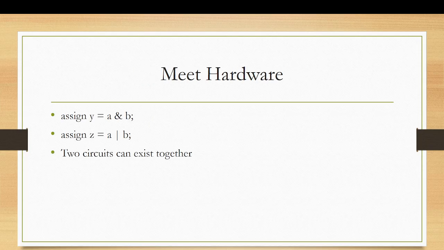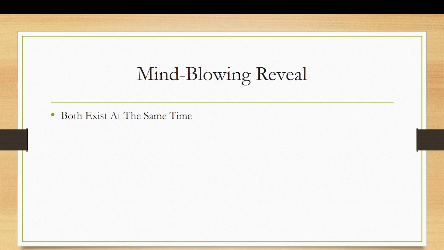Let's revisit our Verilog code. assign y = a & b. assign z = a | b. Most people think first AND and then OR. But wait, why would an OR gate wait for an AND gate? They are completely different circuits. They are not standing in a queue. They are physical structures. And physical structures can exist simultaneously. Two circuits can exist together. This is the moment everything changes.